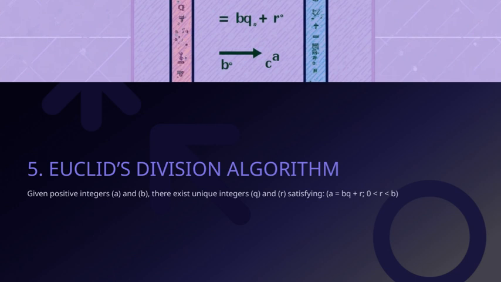This is essentially the foundation of Euclid's division algorithm. It helps us understand how any number can be expressed in terms of division and a remainder. This concept is fundamental because it underpins many other ideas in number theory, like finding the greatest common divisor. And as we progress, you'll see how this simple but powerful concept can be applied to more complex problems.